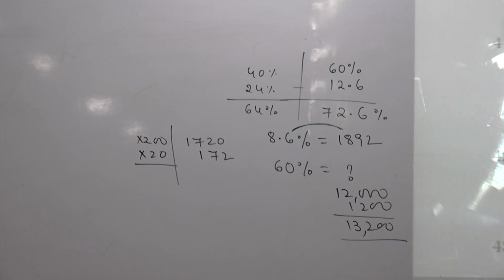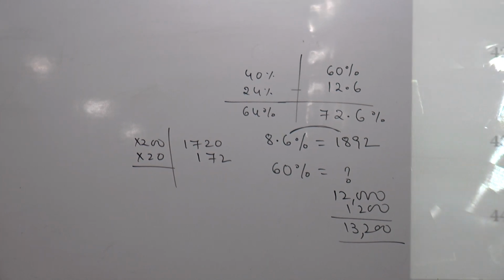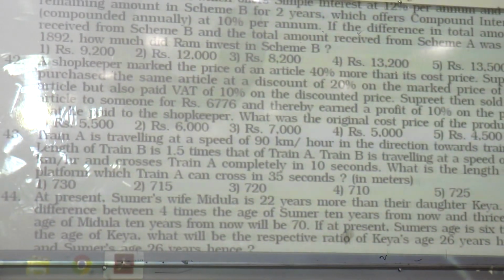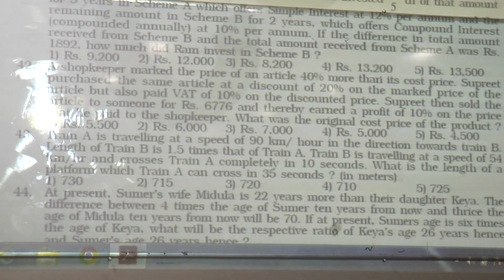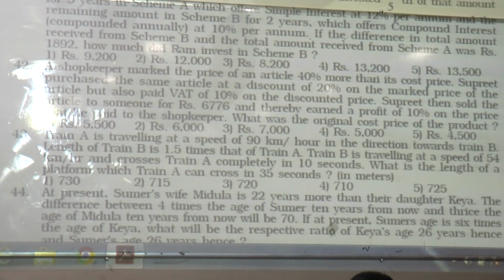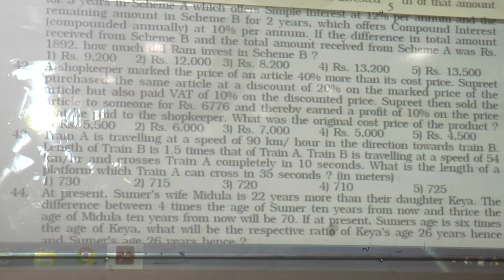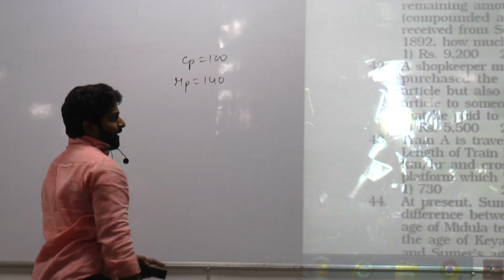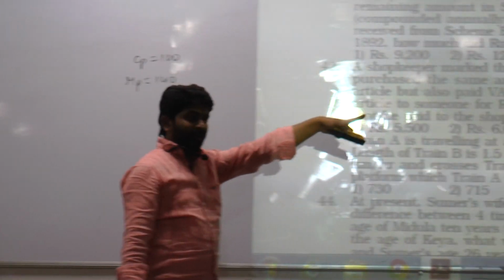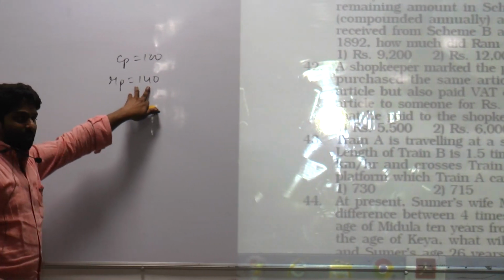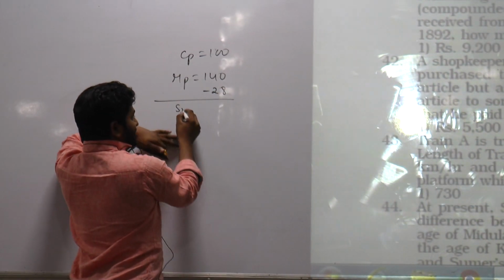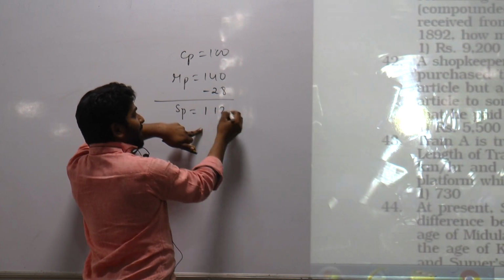Next, 42. A shopkeeper marked the price of an article 40% more than its cost price. Supreet purchased the same article at a discount of 20%. Let's say the cost price is 100, so the market price is 140. And Supreet got a 20% discount. 10% discount is 14, 20% discount is 28. So now you need to subtract 28. So Supreet got it for 112%.